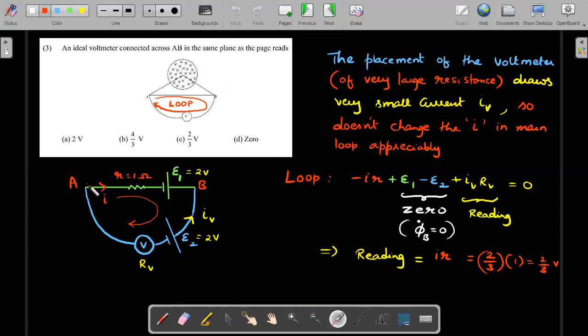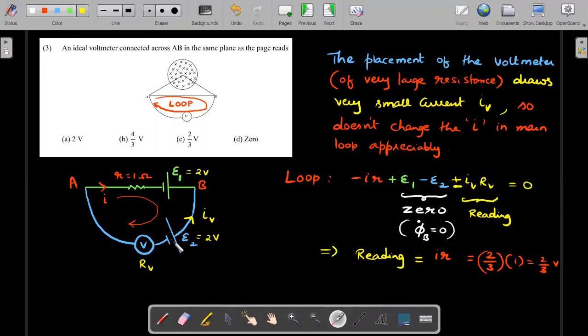Now I am saying that there will be a current drawn by this voltmeter, and I'm writing it as some IV value. In this particular problem, the direction of IV doesn't matter. It could be actually even like this also. So when I go around the loop in this sense, again I do the same thing: minus IR plus E1 minus E2 plus or minus IVRV, it doesn't matter, its magnitude is the reading I want, is equal to 0.